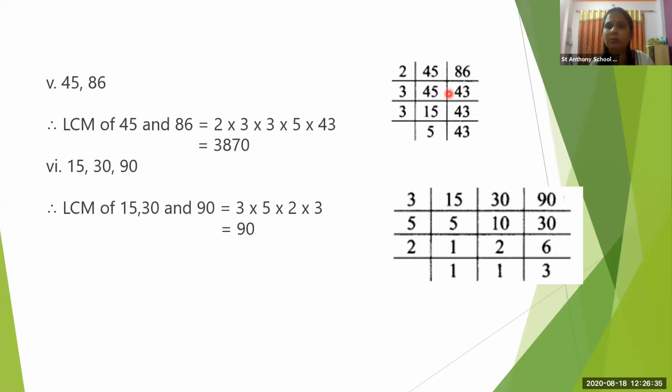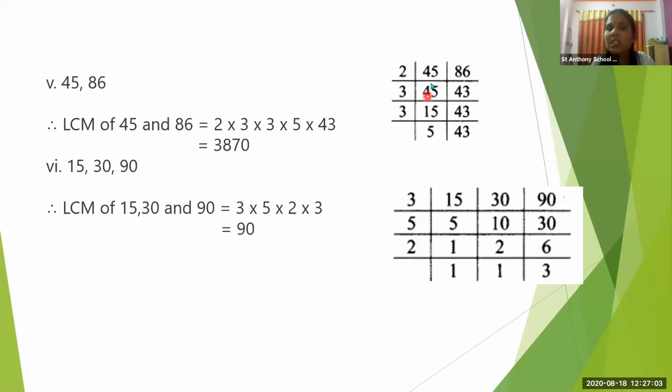So what are we going to do then? We'll check the divisibility by 3. How are we going to check the divisibility by 3? If we add the digits, 4 plus 5 is 9. So 9 can be divided by 3, so this number can be divided by 3. Now 4 plus 3 is 7. But 7 cannot be divided by 3. So 45 can be divided by 3.